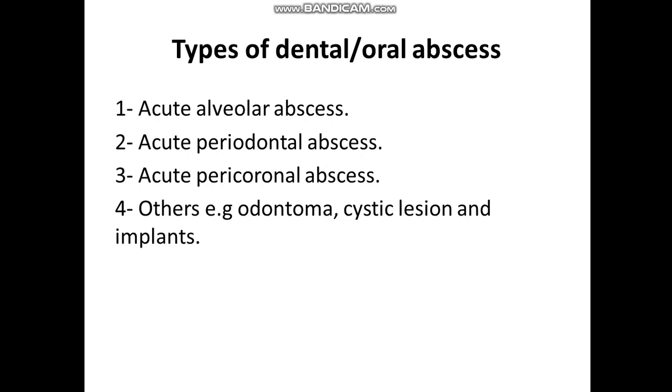The odontogenic infection in the oral cavity usually presents in the form of oral abscess or could be cellulitis. Here, we are going to discuss dental or oral abscess. Abscess, by definition, is a cavity filled with pus. And dental abscess could be of the following types: acute alveolar abscess, or what we call acute periapical abscess, acute periodontal abscess, acute pericoronal abscess.